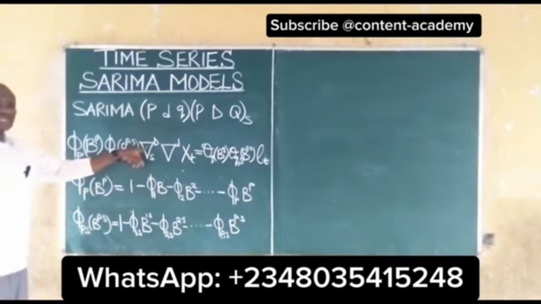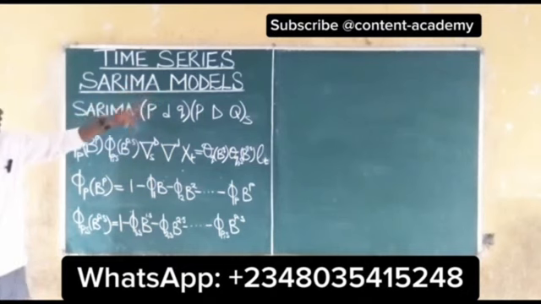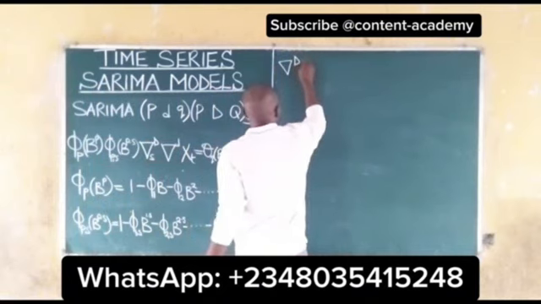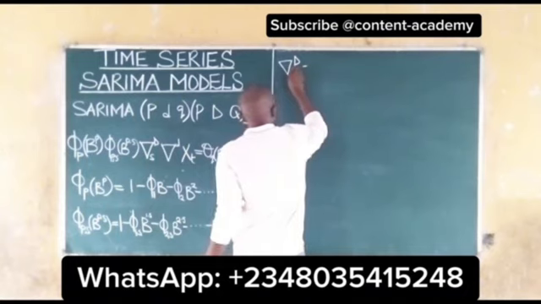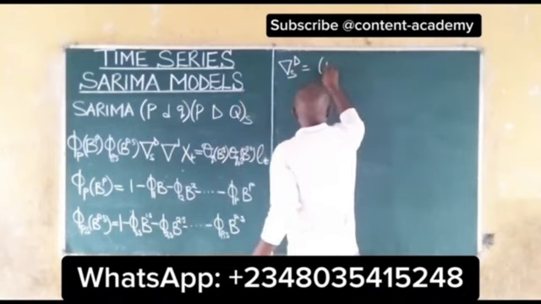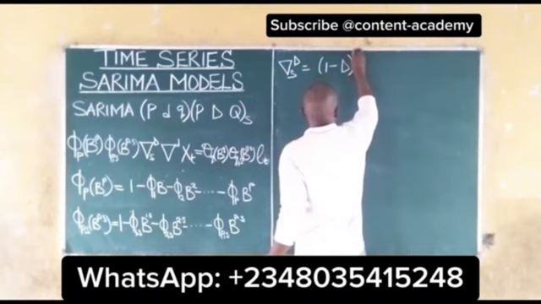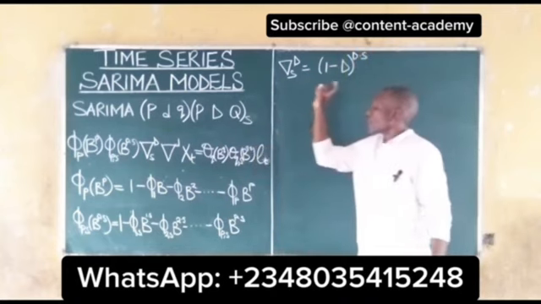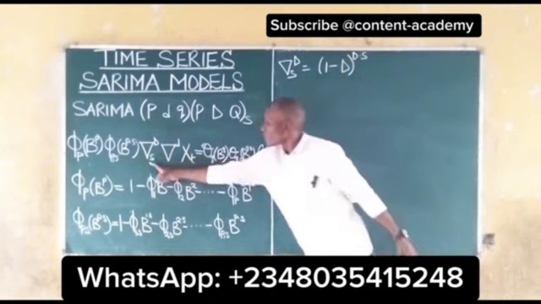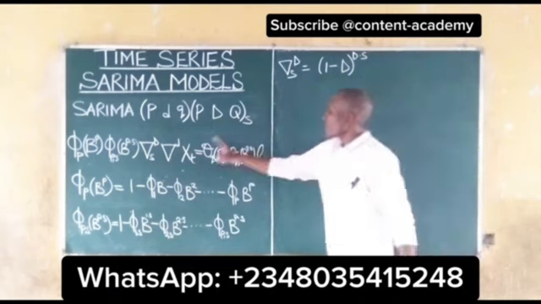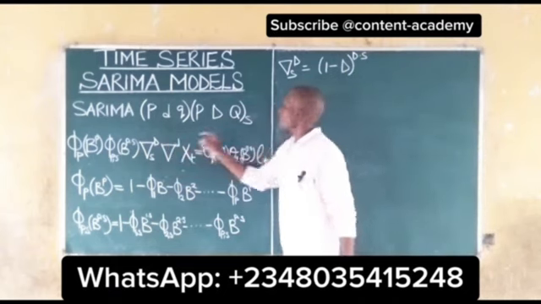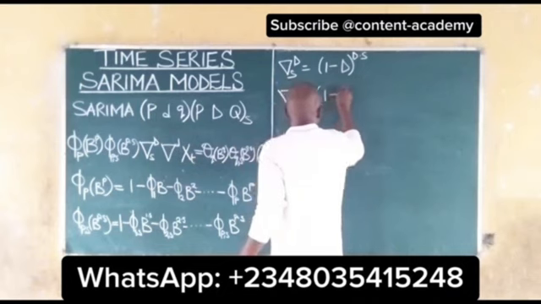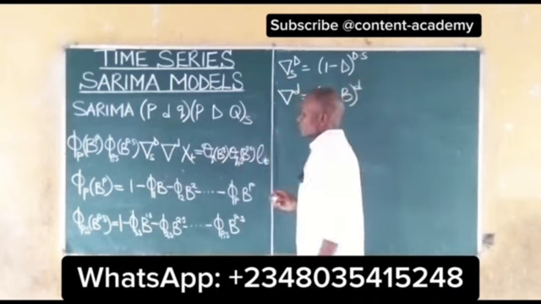Now, we have the differential part, which we already stated here. The differential part, which is this, can be computed as 1 minus B to the s, that is B to the s. So this is how this part can be computed. Now, we also have the non-seasonal part for the differential, which can be computed as 1 minus B raised to the power of d.